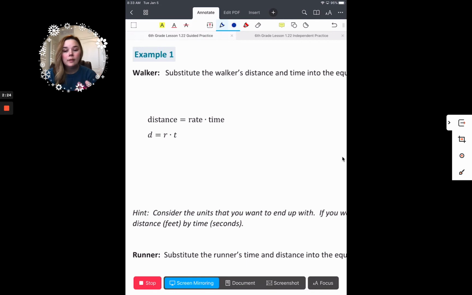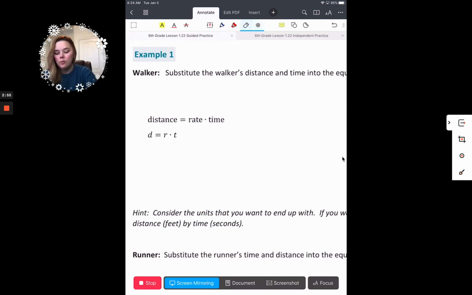So, like we said, we can figure out the distance that something has traveled or that someone has traveled if we know their rate and the time. So the rate is something that we've talked about before. We've talked about unit rate. So that would be like something to 1, right? Maybe it's miles per hour or words per minute, things like that.